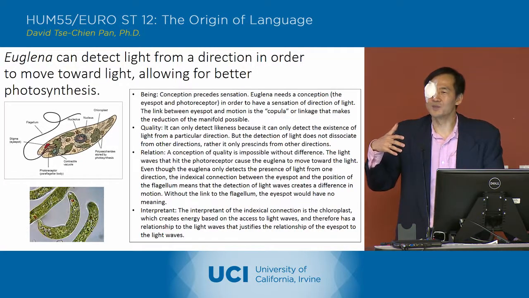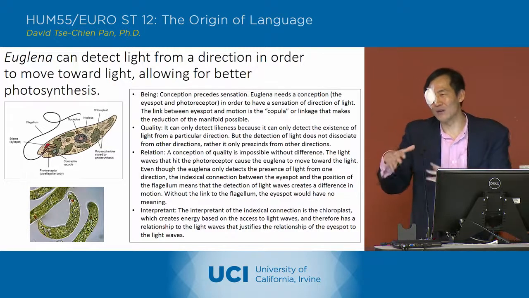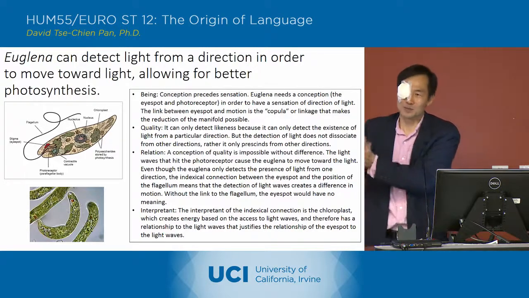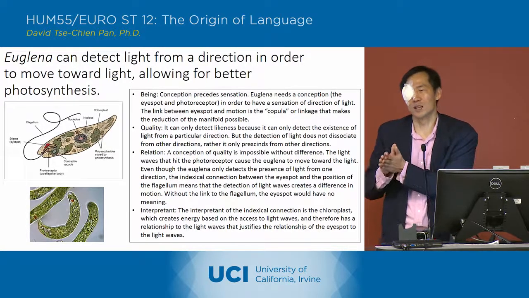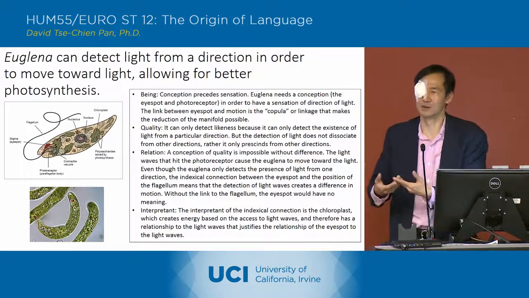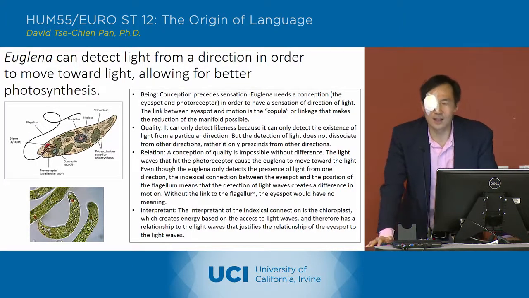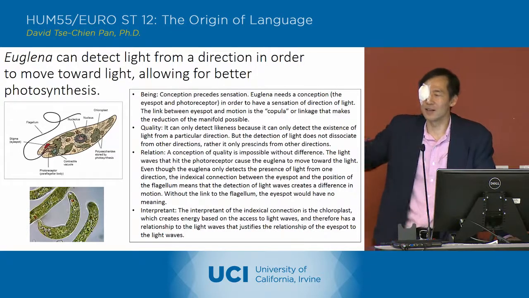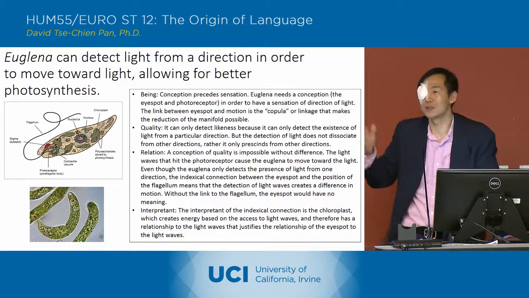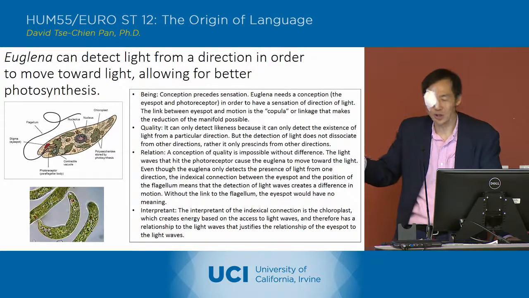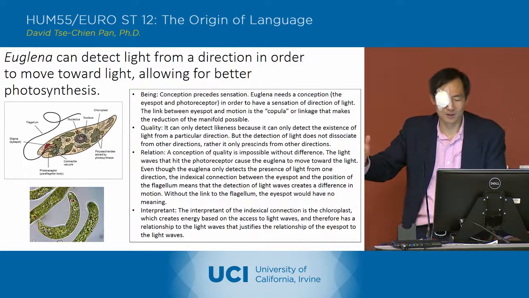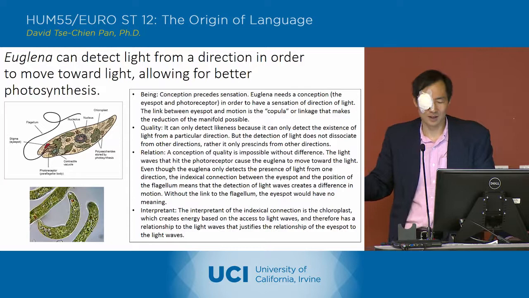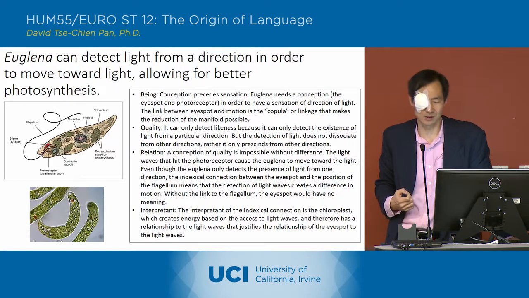So we've isolated here the aspect of being within the euglena, which is the linkage, the copula, the connection. So we have the connection, and then we can see that it's detecting a quality. The quality is the existence of light from a particular direction, right? But this detection of light does not dissociate from other directions. Obviously, it can detect light coming in from the direction of the eye spot. It doesn't really detect other light. It's in a sense prescinding from those other directions, right?